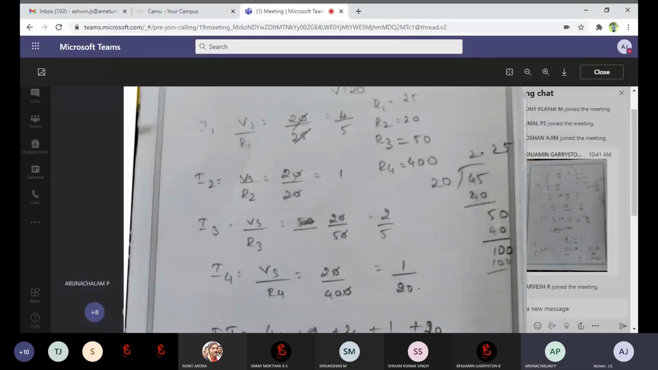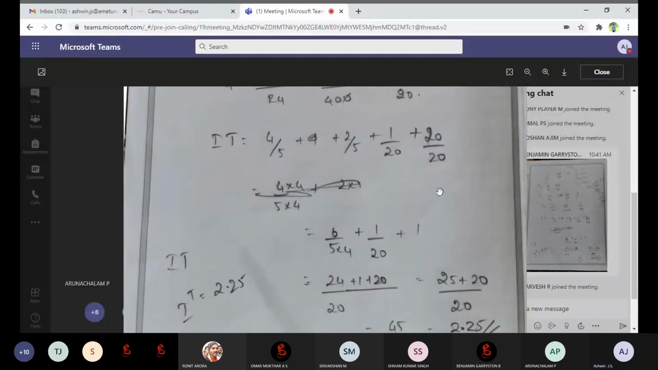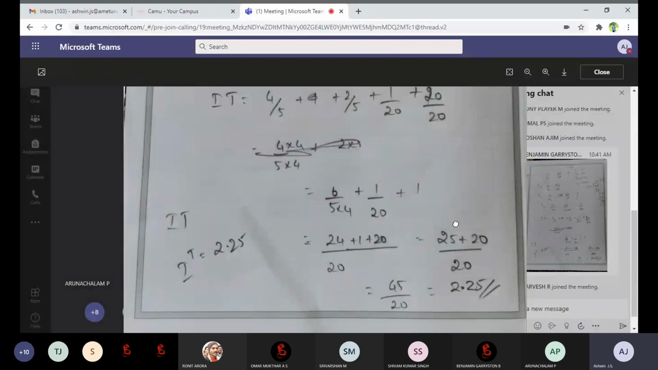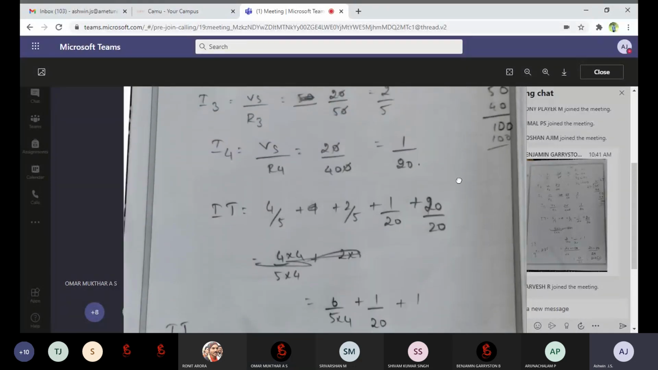0.05 amperes, sir. 50 milliamps. Because here I'm using 400. So while you increase the resistance, the current decreases. Only 50 milliamps I'm getting. And the total current, how much did I get? 2.25 amps. Can you raise the screen, sir, for I4? I4 here is 1 by 20.